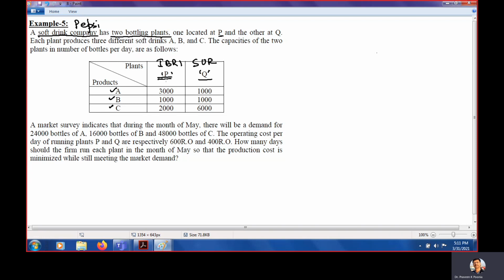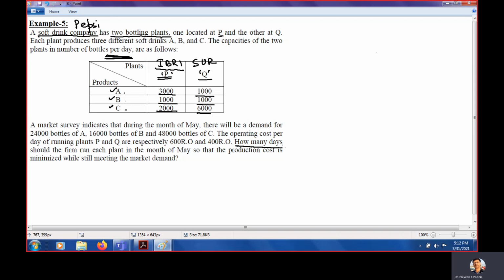At P plant, in Ibri plant, they are making 3000 bottles of A product, 1000 bottles of B product, and 2000 of C type of products daily, every day, because he's using the words per day. Per day means every day. Similarly, the bottling plant at Sur is preparing 1000 bottles of A product, 1000 bottles of B product, and 6000 bottles of C product. Clear?